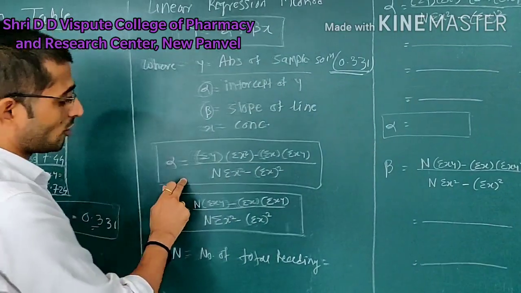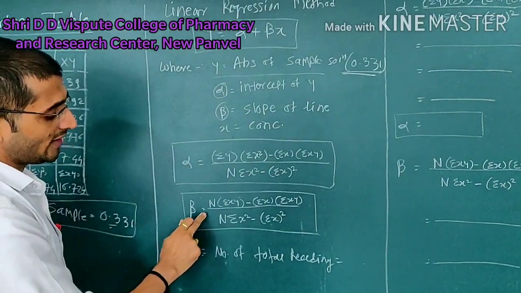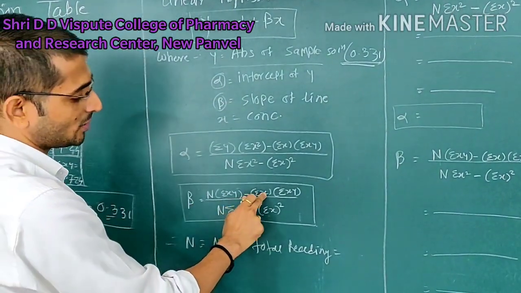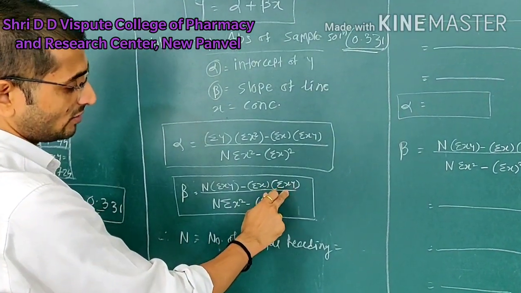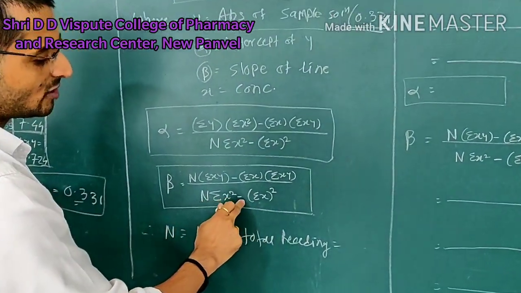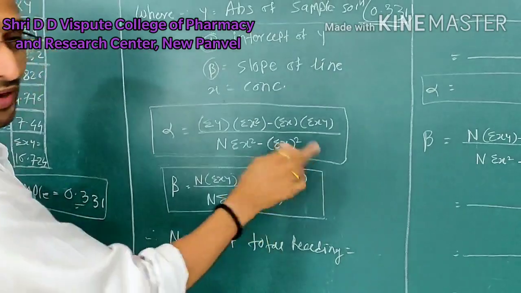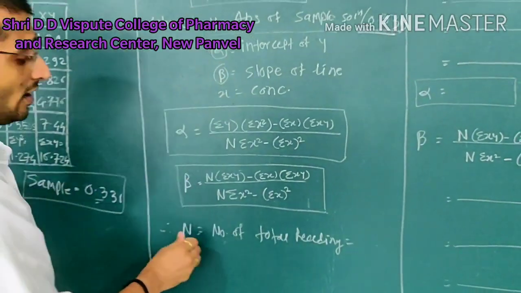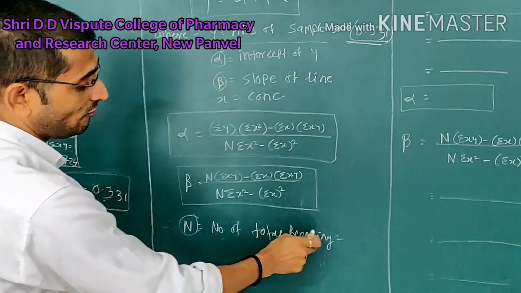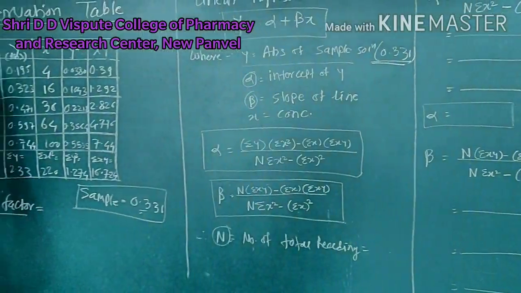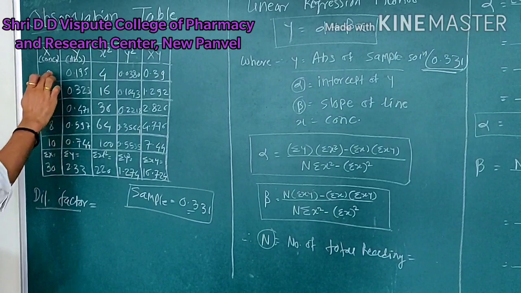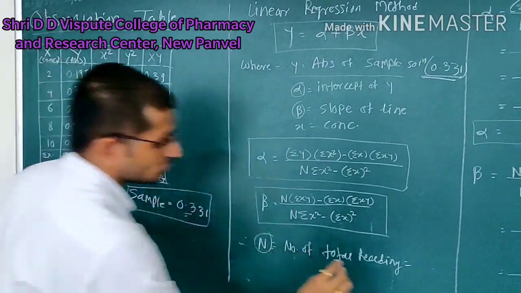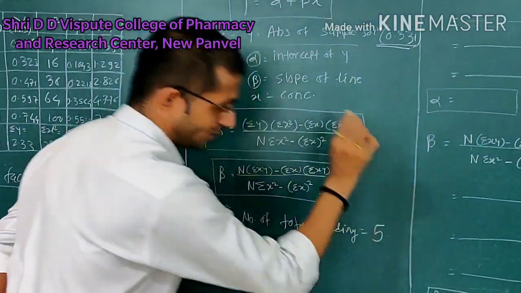So that is the formula for the alpha. Formula for beta is n into summation of xy minus summation of x into summation of y, upon n into summation of x square minus (summation of x) whole square. So this is the formula for the determination of the value of alpha and beta, where n is equal to the number of readings. So total number of readings is how much? That is 5. 1, 2, 3, 4, 5. So n is equal to 5.